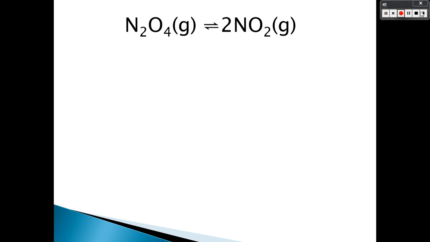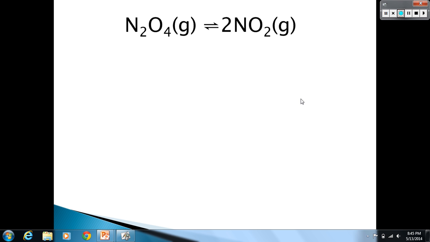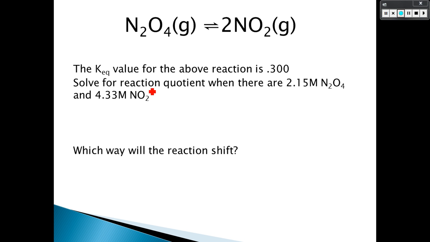So let's look at this reaction, which we've seen before as well. N2O4 gas reacts to form 2NO2 gas. So 2 questions here. The KEQ value for the above reaction is 0.300. Solve for the reaction quotient, so that's Q, you can think quotient Q, when there are 2.15 molar, so 2.15 moles per liter of N2O4 and 4.33 moles per liter of NO2.